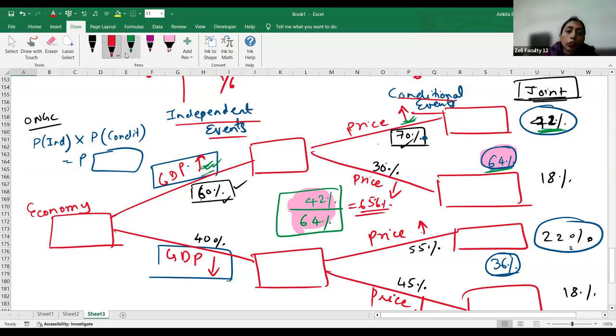So how much will be the contribution of GDP decrease in the total price increase? 65 is 42 over 64. So 22 divided by 64 would be the contribution due to GDP decrease, the remaining one.